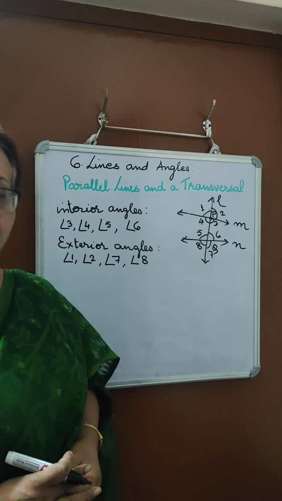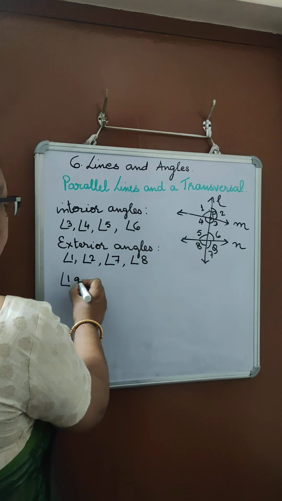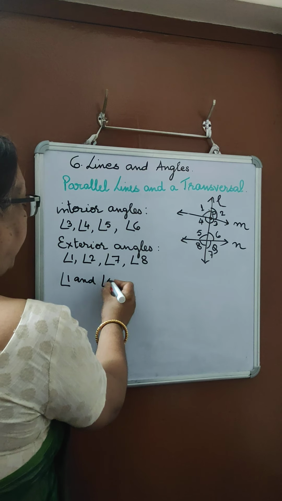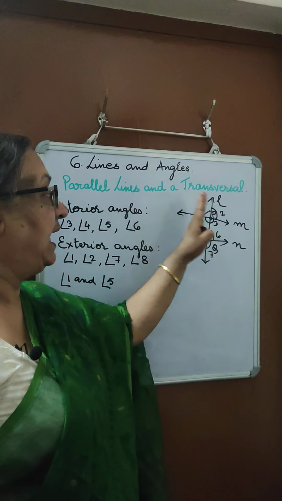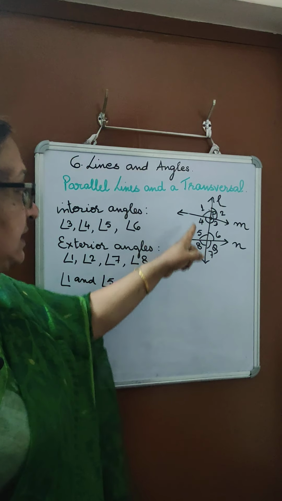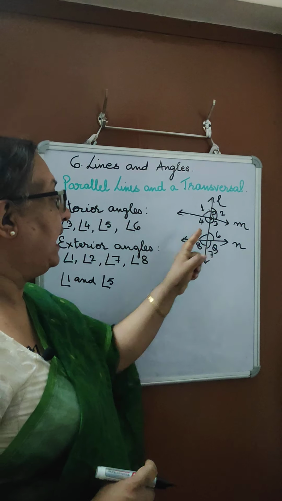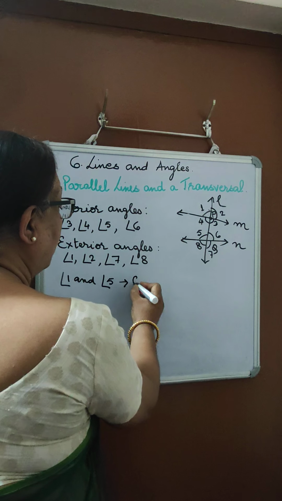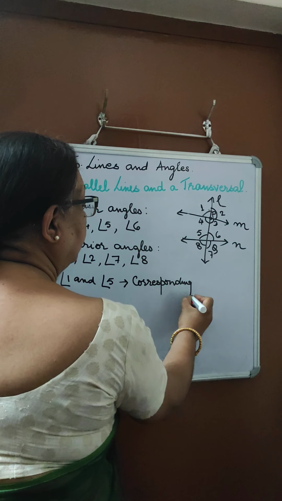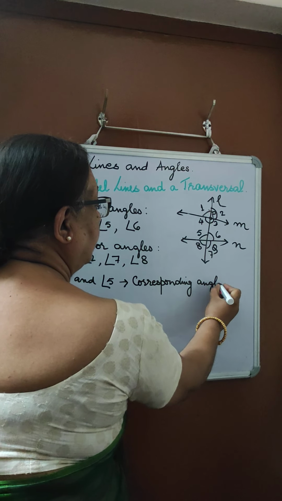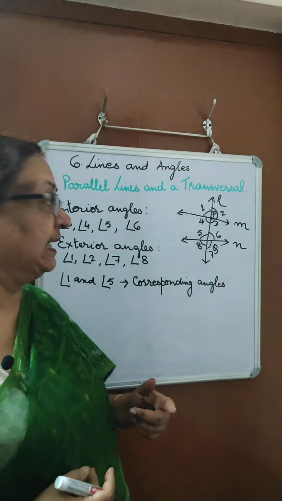So many angles are formed. Now suppose I take this angles, angle 1 and angle 5. One in the exterior, one in the interior on the same side of the transversal. This pair of angles, they have a special name. What is it? Angle 1 and angle 5 is corresponding angles. Corresponding angles. Similarly, do we have any other pair of corresponding angles? Yes. What are they?